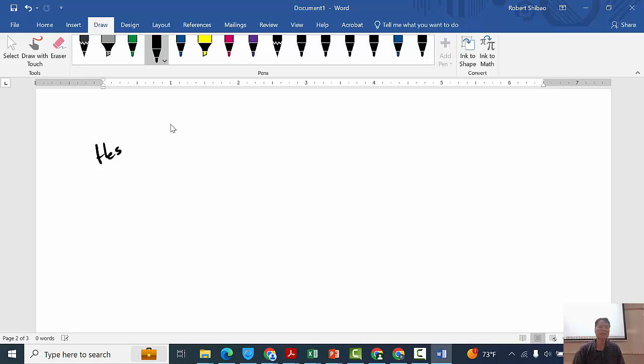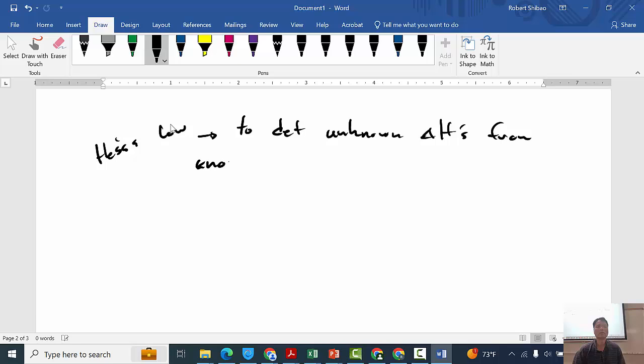There's something called Hess's law. And the objective of Hess's law, the main application, is to determine unknown delta H's from known delta H's, so that we don't have to do another calorimetry experiment.